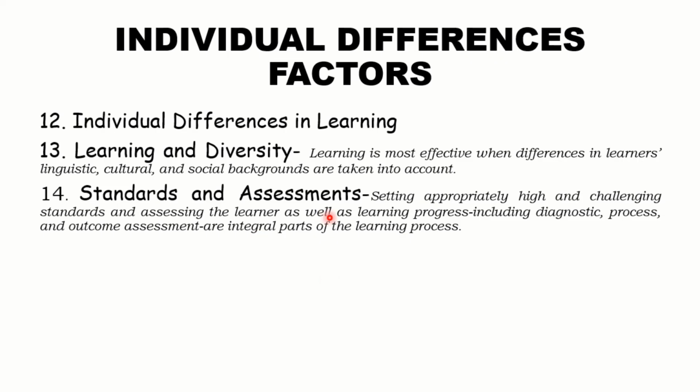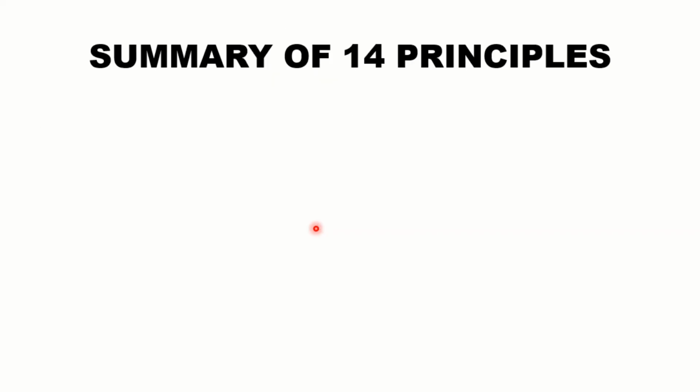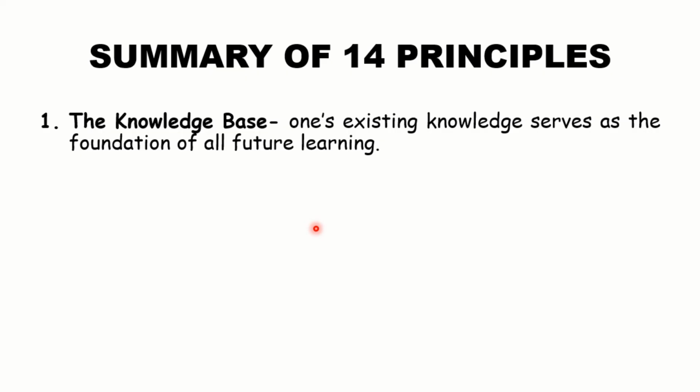So these are the principles under the individual differences factors. We have the individual differences in learning, learning and diversity, and the standards and assessment. As you can see, the 14 principles are very hard to memorize, very hard to absorb. That is why, according to Alexander and Murphy, they give a summary that distills the 14 principles into five areas. So we have the knowledge base.